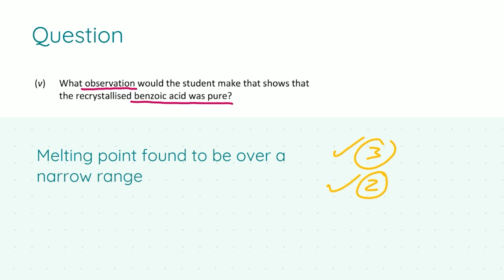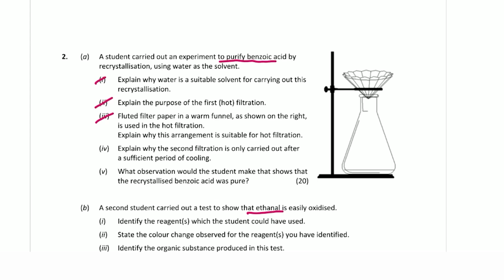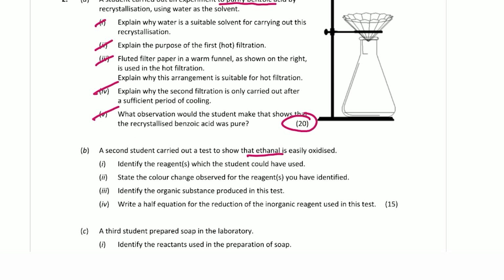So we'll run back to the main question now, and we'll have a look at where we're at. So now we have part 4 and part 5 done. So that's our 20 marks total for part A. Really nice, quick marks to pick up, just jotting down a few words here and there. We'll fly on now to part B, which is about our aldehydes and the tests for the aldehydes.